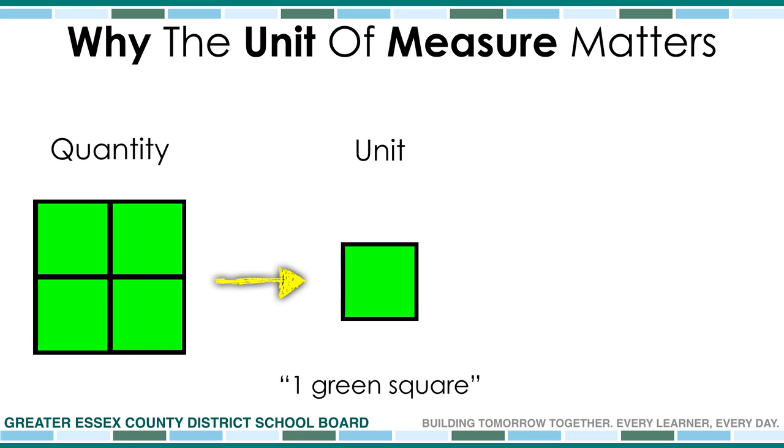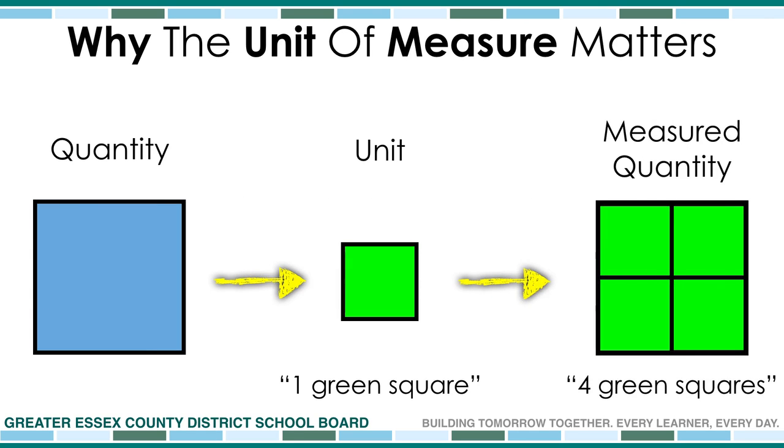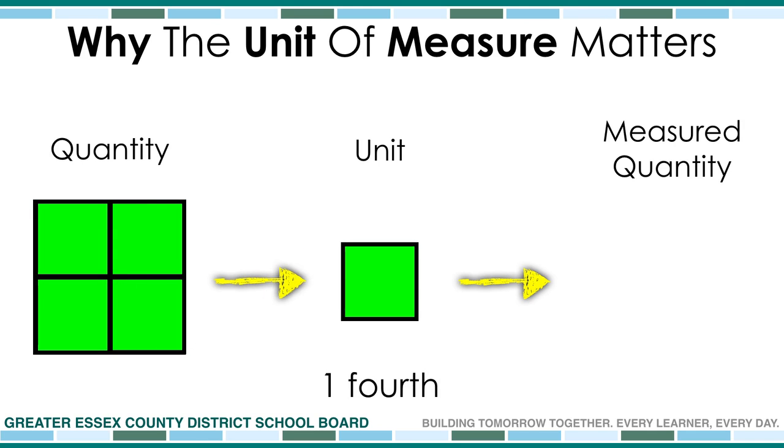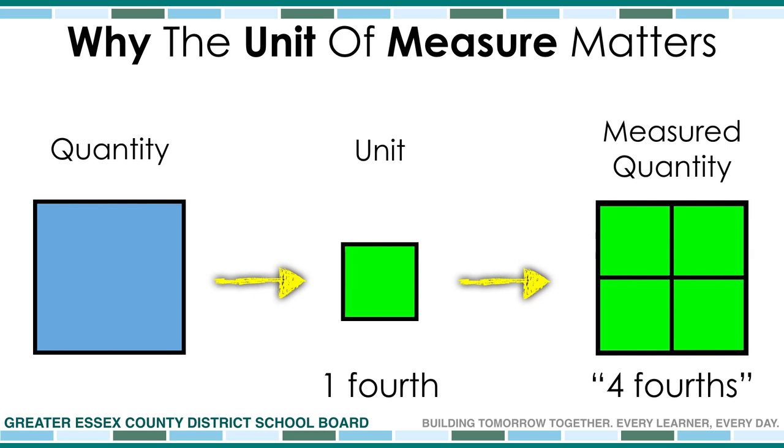It looks like it will take 4 of these green squares to cover the blue square. Had we actually created the green square by partitioning the blue square into 4 equal parts, we could say that our unit of measure is actually 1/4 of the blue square, and thus the measured quantity would be 4/4. Or if we use unit fraction language, we could say 4 1/4 pieces.